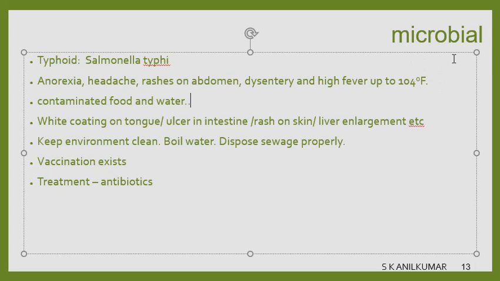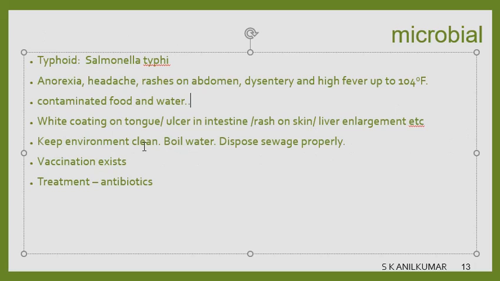37.5 is the normal temperature of a human being. Contaminated food and water is what gives typhoid also. Possibly there is a white coating on the tongue, or ulcer in the intestine, or rashes on the skin, or enlargement of the liver and spleen. All of these are the symptoms or effects of a typhoid, Salmonella typhi attack.